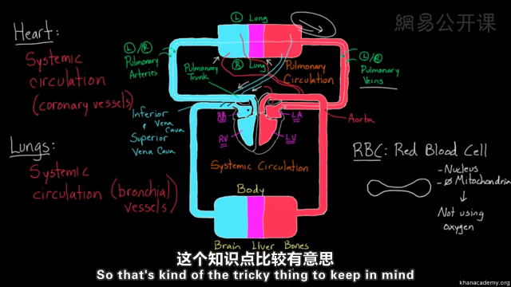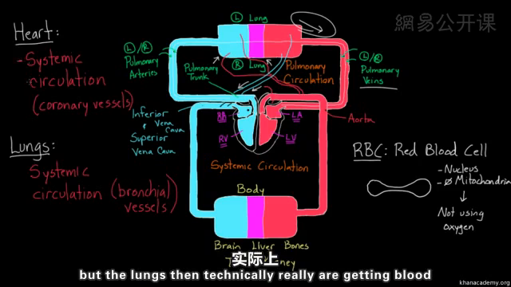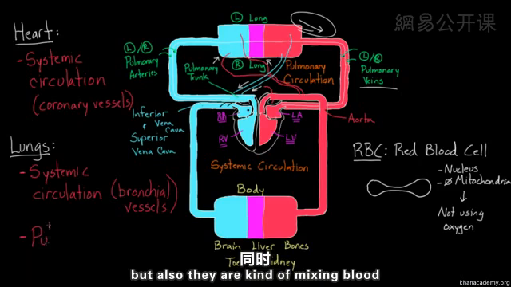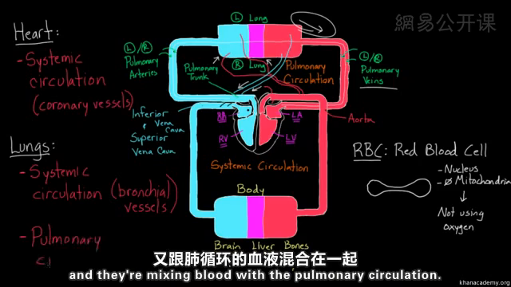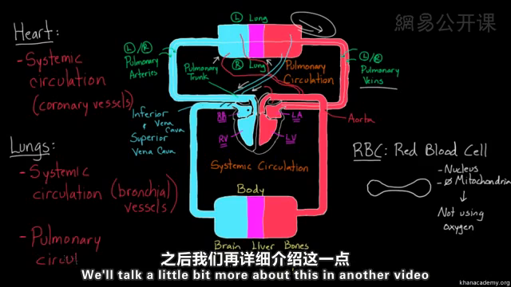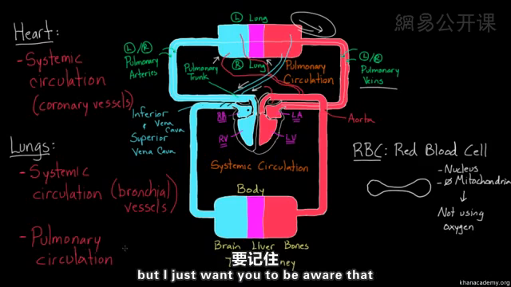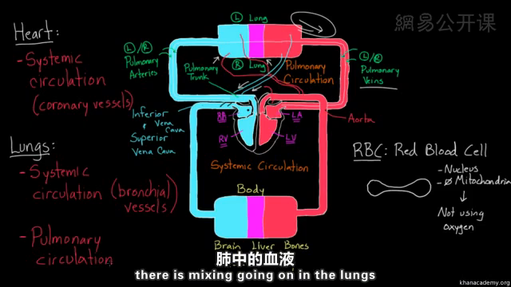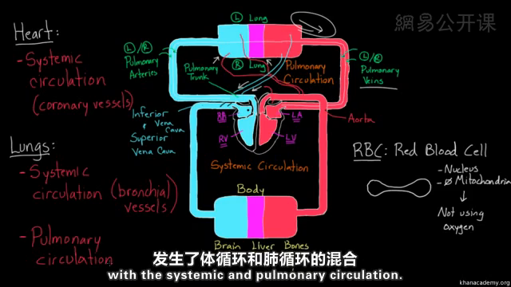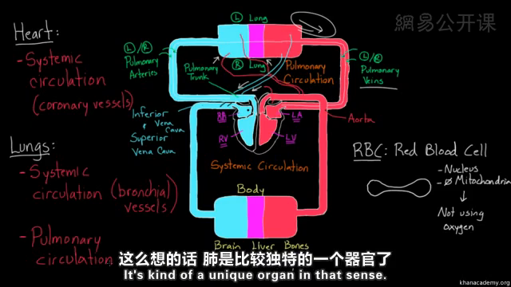So it's kind of a tricky thing to keep in mind, but the lungs then technically really are getting blood from the systemic circulation, but they're also mixing blood with the pulmonary circulation. And we'll talk a little bit more about this in another video. I don't want you to feel like this got too confusing, but I just want you to be aware that there is mixing going on in the lungs with the systemic and pulmonary circulation. They're kind of a neat organ in that sense.